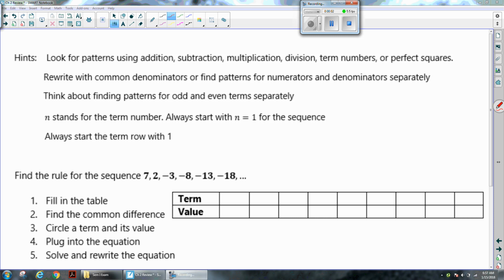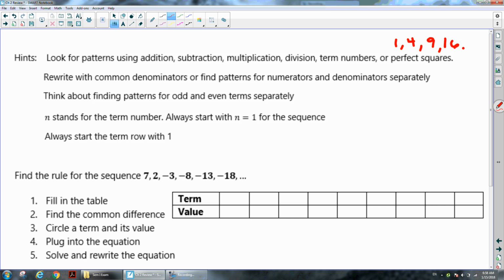Okay, so think back to chapter 2. This dealt with a lot of patterns. Some hints if you're looking for those patterns: See if you can add the same thing to get the next number, or if you can use subtraction, multiplication, division. Their term numbers are perfect squares, like 1 squared is 1, 2 squared is 4, 3 squared is 9, 16, 25. See if you can use these perfect squares.